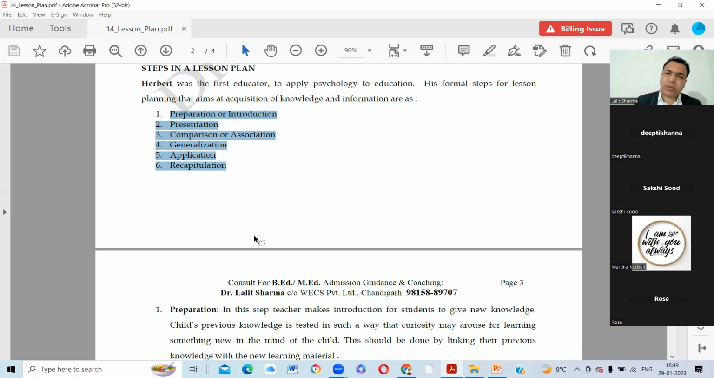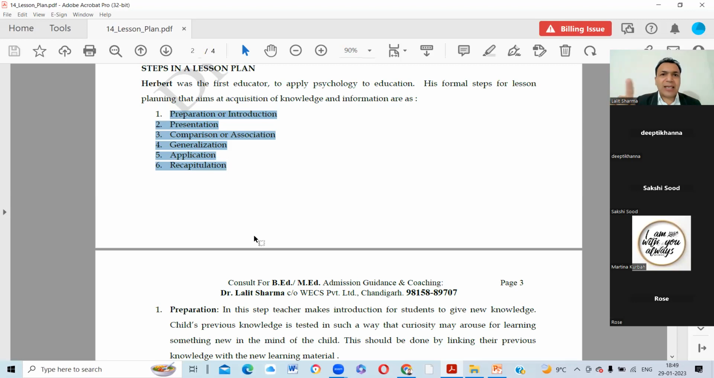Third is comparison or association. You can teach through comparison or association. Generalization. Now you have delivered your lesson. Now generalize your lesson: what basically you want to give to the students. For example, I'm talking about the universalization of elementary education. Under this I talk about SSA, MDM, RMSA. So the basic purpose of that, you have come to know, is that I have generalized that these are all approaches to achieve the universalization of elementary education. Means 100% literacy, you have come to know.